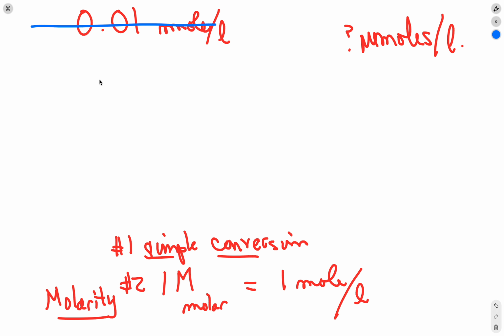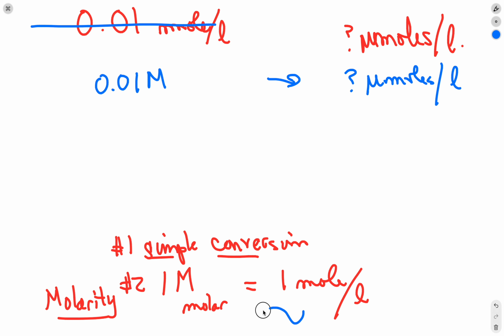Instead, it was given to us as 0.01 molar, and we can ask, how many micromoles per liter is that? And it seems like it's a big mismatch. How are we going to get those numbers? And the answer is we need to remember that 1 molar equals 1 mole per liter, and we don't do any math. We just rewrite that.